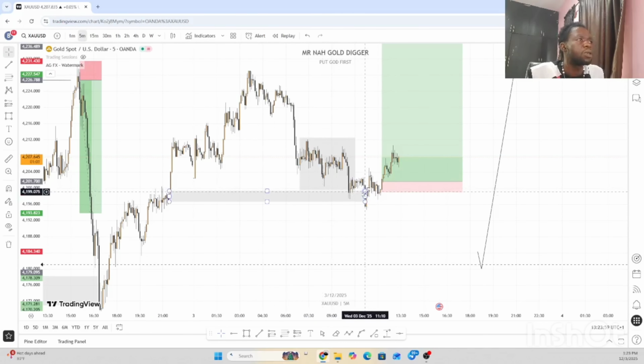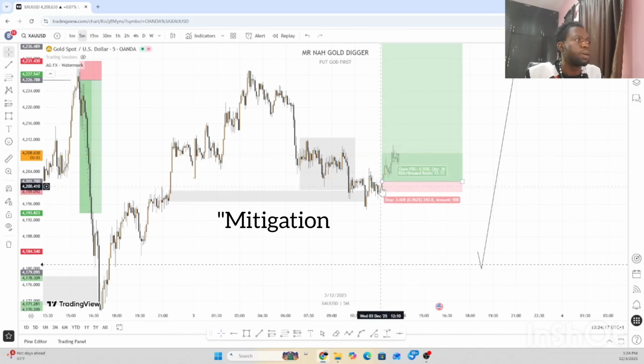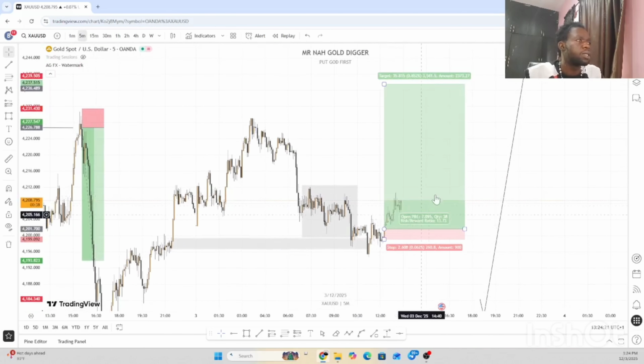I patiently waited, because the game is all about patience. You don't have to rush your entry, guys. You don't have to rush to enter a trade. So I waited for a pullback to this demand zone that swept liquidity and entered upon the mitigation. As you can see right here, this is how I got this buy trade.